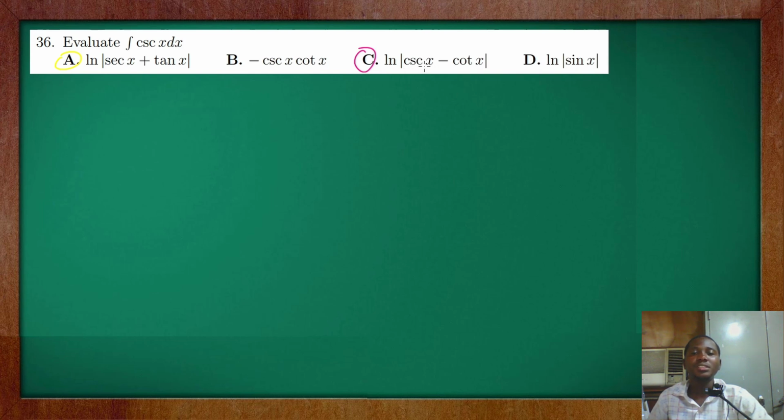Because if you differentiate ln(cosec x minus cot x), you will have cosec x. This is actually a standard integral, so I don't need to waste much time on this. If you have cosec x dx, the integral of this will give us ln(cosec x minus cot x), and you can confirm that from any standard integral table. So the correct option to this question is what? Option C.